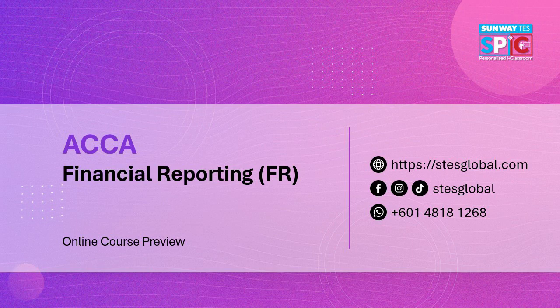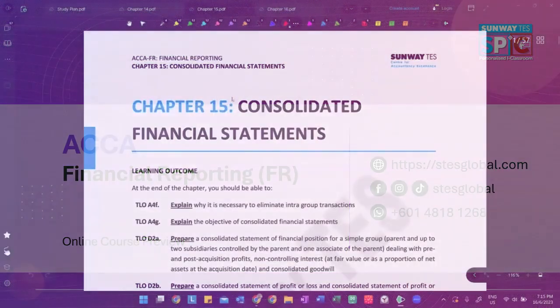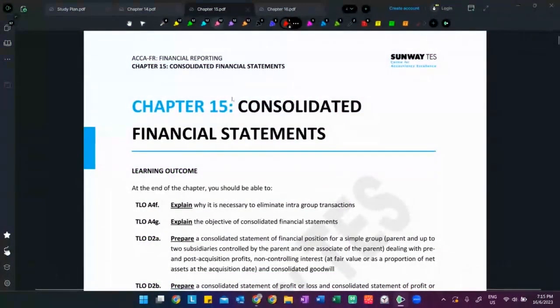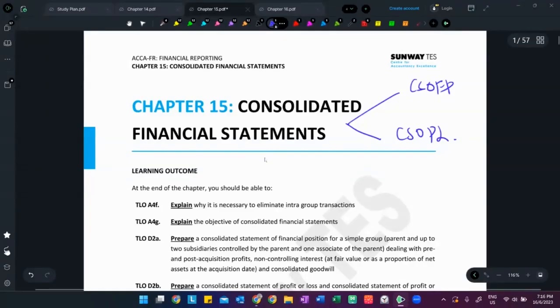So now we will be looking at chapter 15, which is mainly focusing on the preparation of consolidated financial statements, which covers CSOFP and CSOPL. CSOCF, Statement of Cash Flows, is not part of your syllabus. For CSOFP and CSOPL, you must have learned something from your previous paper.